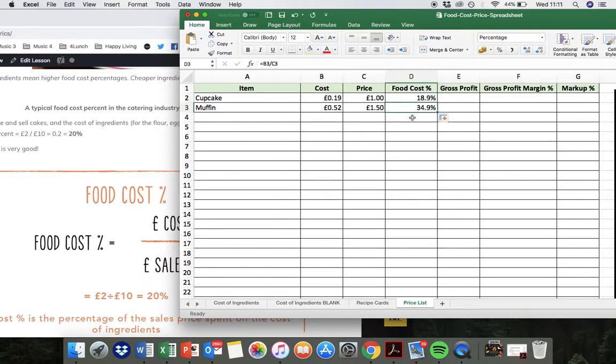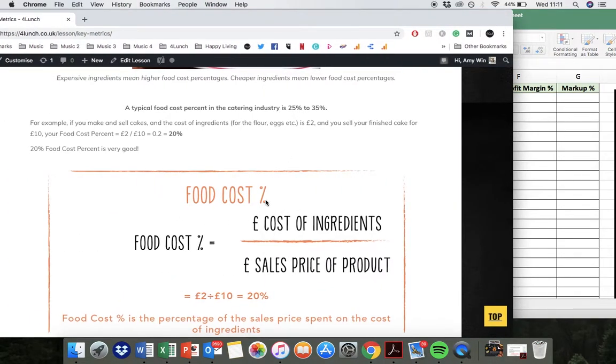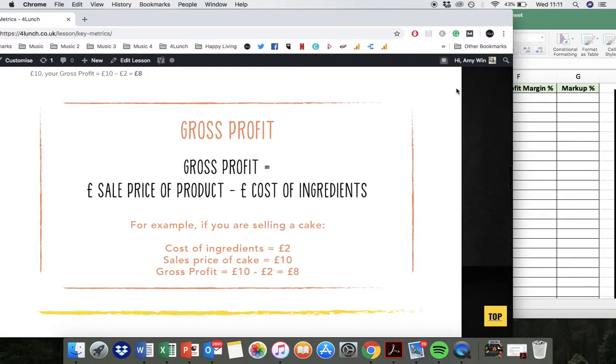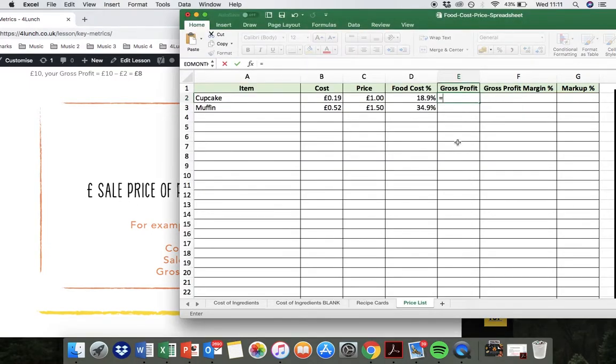And yeah, you can see the muffin food cost percent is a lot higher. Gross profit, let's review again using the lesson, is the sales price of a product minus the cost of ingredients. So simply, sales price minus the cost of ingredients. Right? Gross profit is 81 pence for the cupcake muffin. Again, I'm not inputting that formula from scratch. I'm just dragging it down.